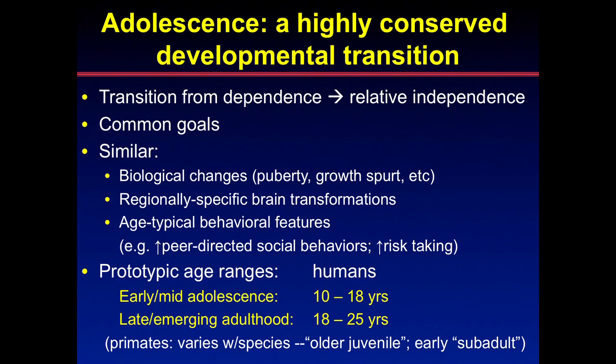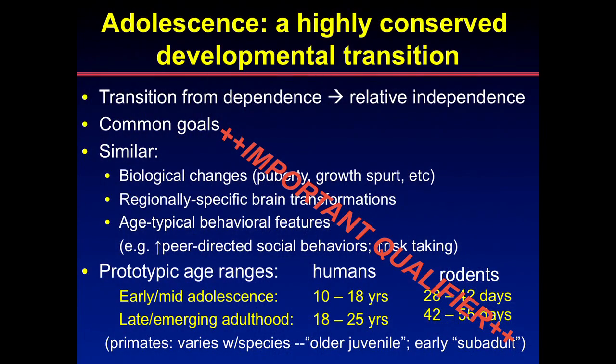The same sort of thing is seen in non-human primates. It varies with the subspecies and the species, but they often refer to it as older juvenile or early subadult, not necessarily calling it adolescence. In our little rodent models, we can also identify periods of time where we see these behavioral changes and neural changes occurring. In rodents, I like to talk about early to mid-adolescence as roughly 28 to 42 days, and late adolescence or emerging adulthood as from, say, 42 to 55 days.